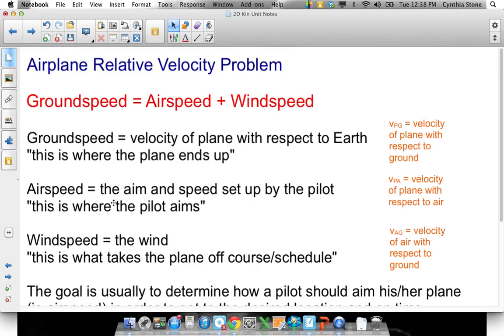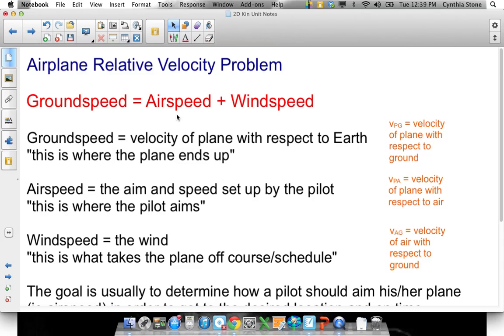Okay, some terminology related to airplanes. There's different ways you could do it. I like this: ground speed equals airspeed plus wind speed. And what this means is where the plane ends up going relative to Earth, sort of the flight path. The flight has to start in Toronto and end in Vancouver. That's the ground speed in a certain amount of time, right? That would give you the ground speed.